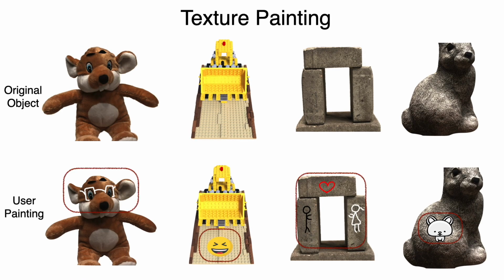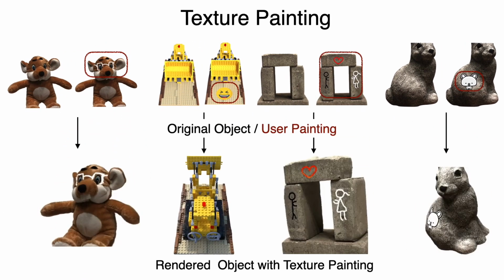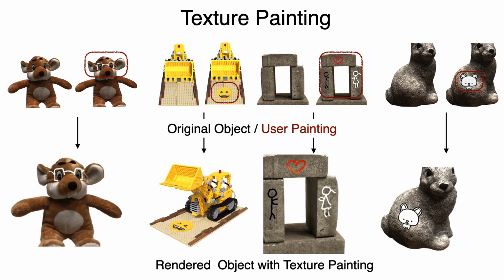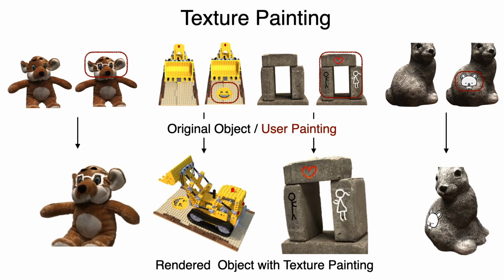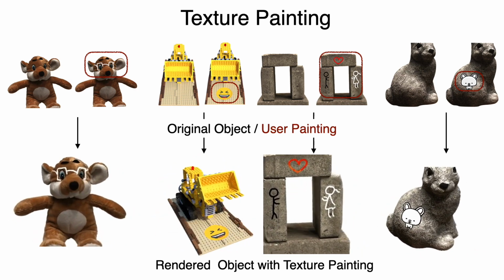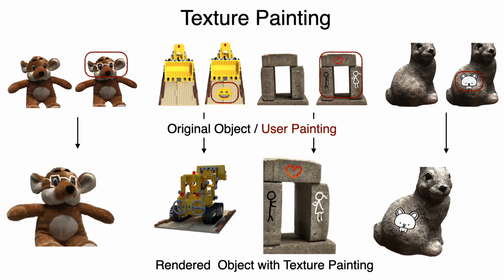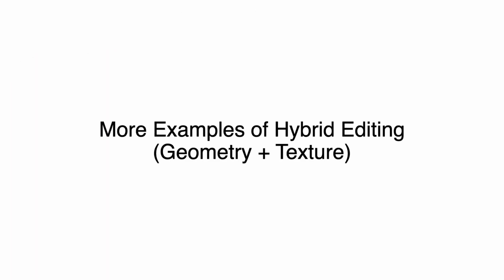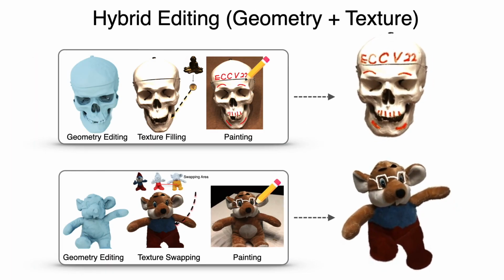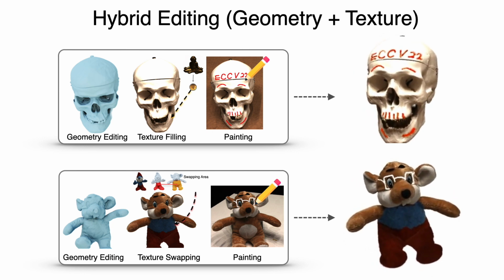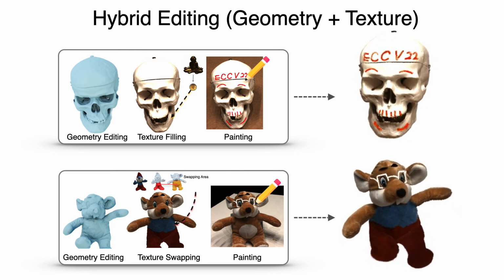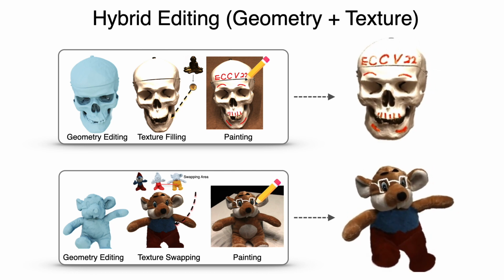We now show 4 examples of texture painting. Our method successfully transfers painting from a single 2D image to the neural implicit field, and allows free preview of painted objects in rendered novel views, which reflects the philosophy of, what you get is what you see. Finally, we show 2 examples of hybrid editing, where we combine texture filling, swapping and painting with geometry deformation, which demonstrate the superior editing flexibility of our representation.